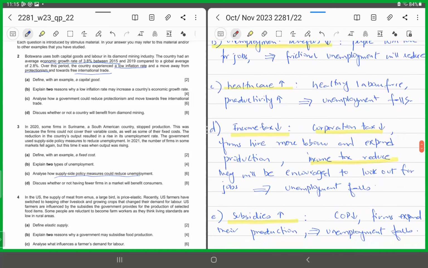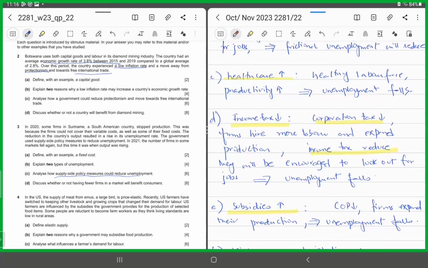Or you could say by decreasing the level of taxation, income tax. So what would happen? Firms would be having more profit left for them, so they would be investing more in research and development, and as a result, the employees would also be having more income, disposable income. So they will be encouraged to look out for jobs, right? Firms will expand their production, and people will also be able to look for jobs. Why? Because there is a lesser amount being taxed out of their income, so the level of unemployment will fall.